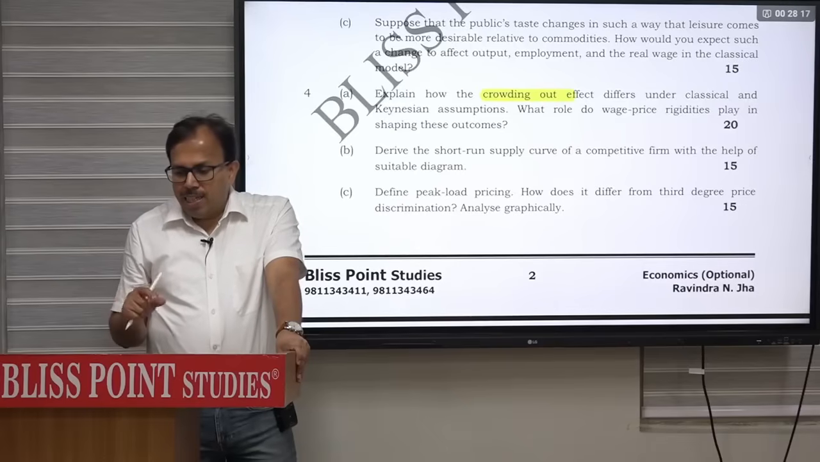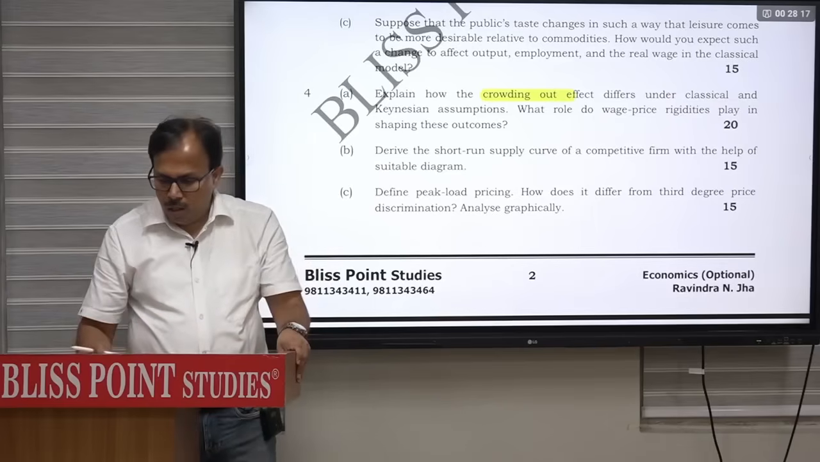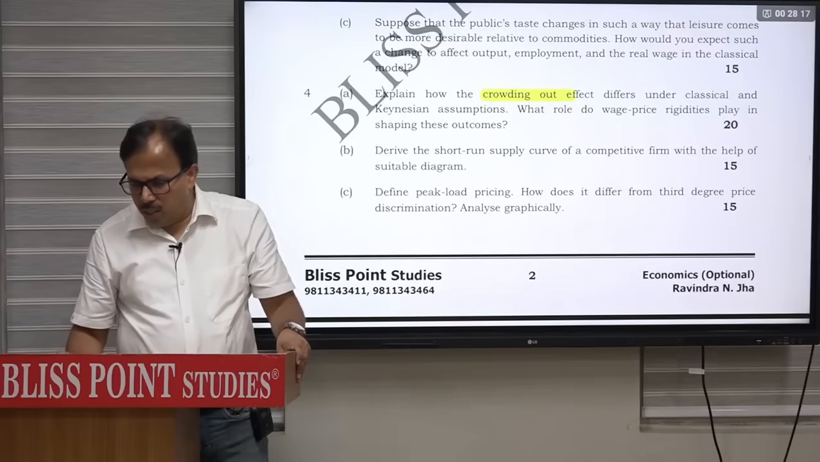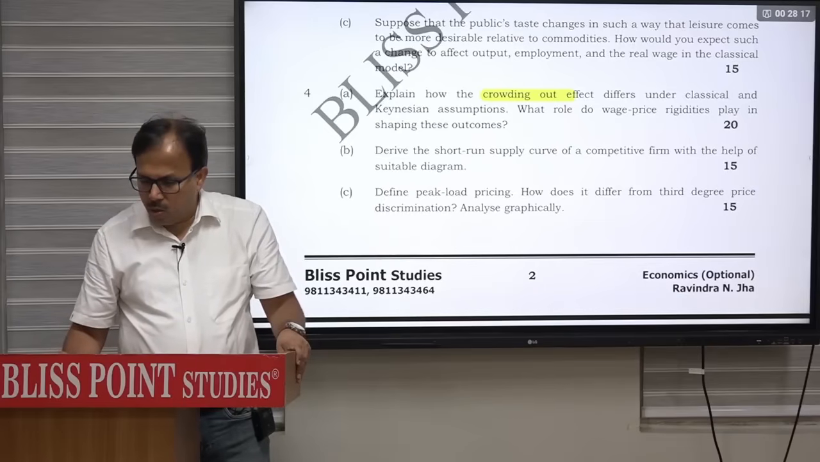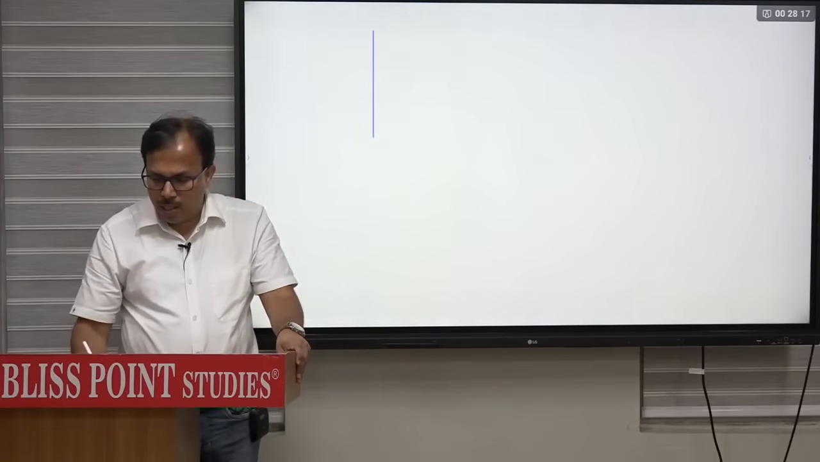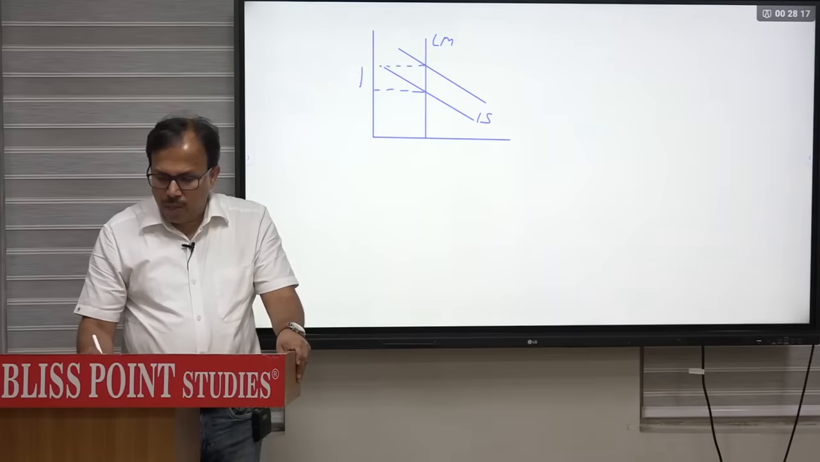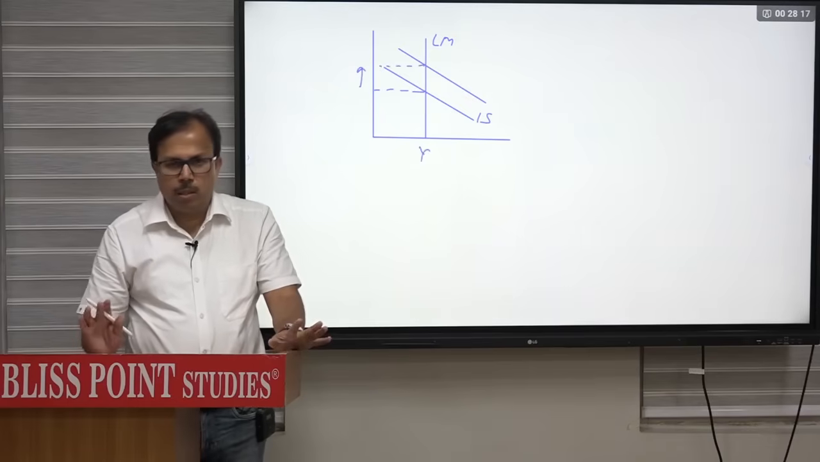But how does it differ in the classical and the Keynesian assumption, and what role does price rigidity play? Actually you can differentiate from the case of complete crowding out. Generally we study that complete crowding out happens in the case of a vertical LM curve. That means if we have taken the classical case, with a vertical LM, and you take a negative slope IS curve, then if there is a fiscal expansion and the IS curve shifts, only the interest rate will rise without affecting output. So it is a case of complete crowding out.